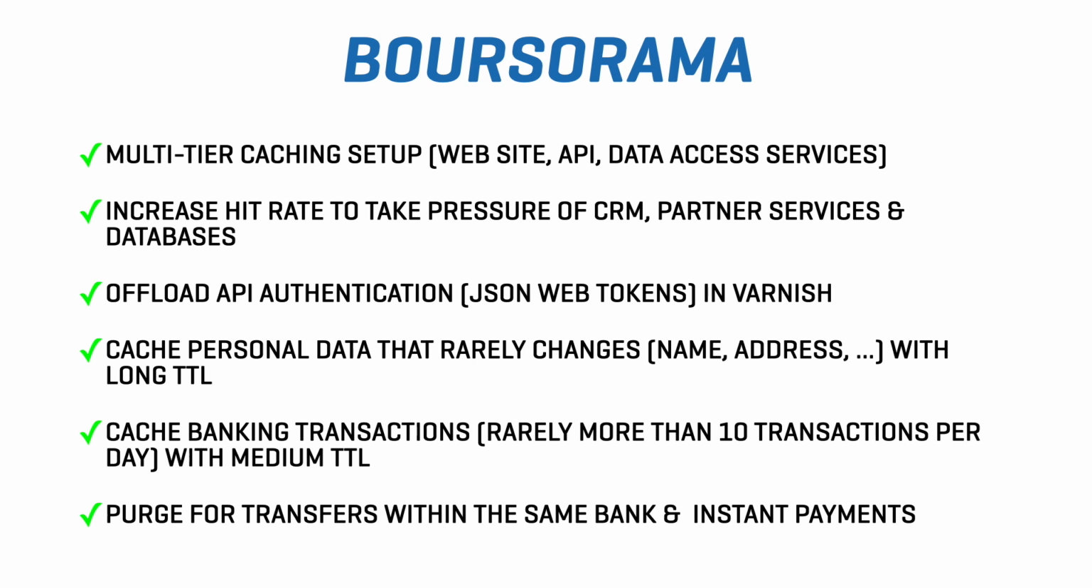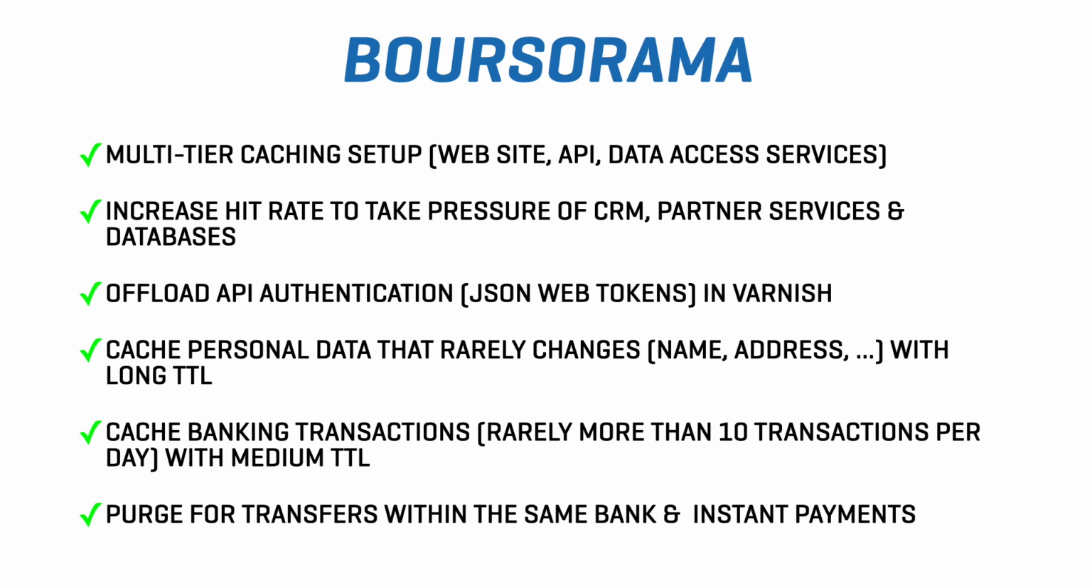The way Boursorama offers real-time financial information to their clientele, while still maintaining a decent level of caching, is a mixture of setting the right TTL and performing cache invalidations. They estimated that personal data of their clients rarely change. So names, addresses, and similar parameters can be in the cache for a long time and can have a very high TTL. They also estimated that on average people do rarely more than 10 banking transactions per day, which justifies a medium TTL.